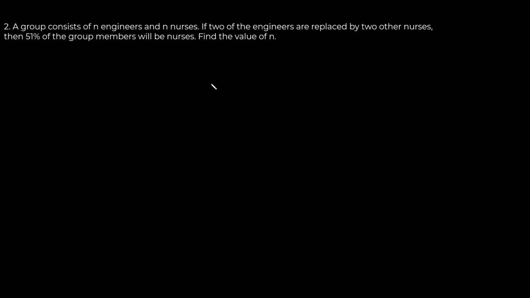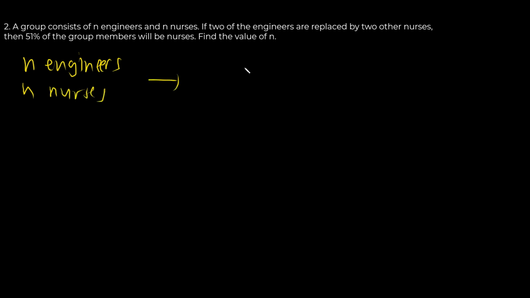Number 2, a group consists of n engineers and n nurses. If 2 of the engineers are replaced by 2 other nurses, then 51% of the group members will be nurses. Find the value of n. So, nado kay n engineers and n nurses.